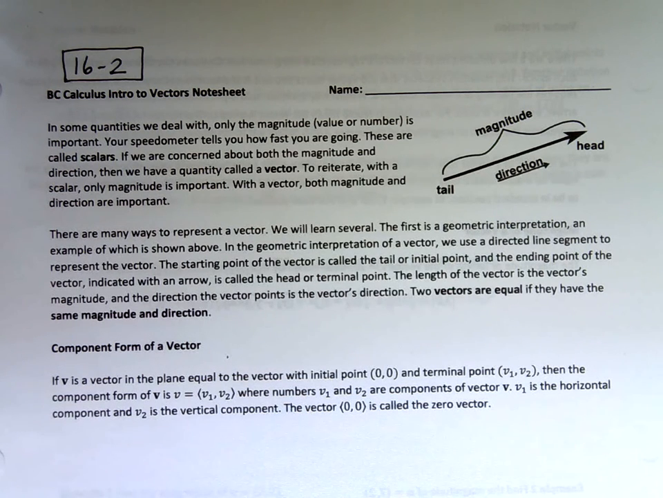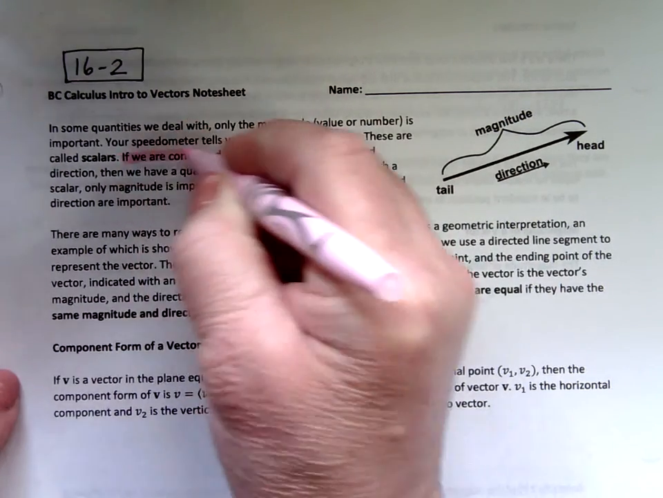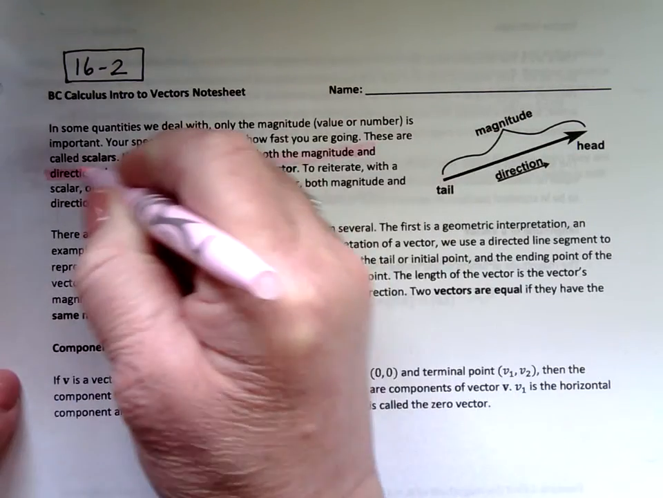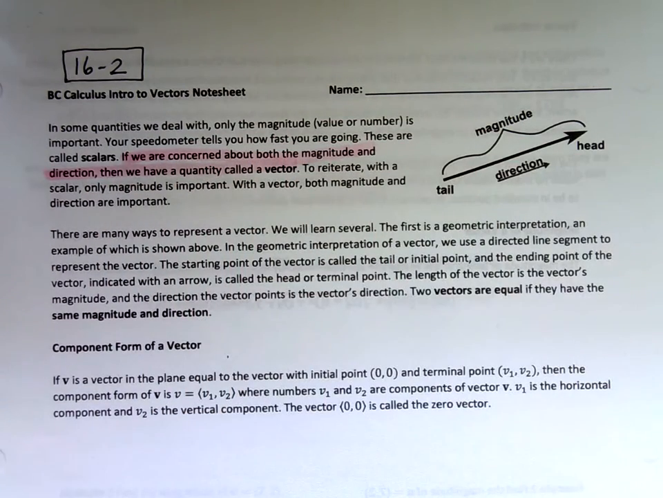Okay, so here's the deal with vectors. In some quantities we deal with, only the magnitude or value or number is important. Your speedometer tells you how fast you're going. These are called scalars. If we're concerned about both magnitude and direction, length and direction, then we have a quantity called a vector. This is an important sentence: both magnitude and direction, that is considered to be a vector, because you might have said, well, we're in a section talking about vectors. What's a vector? There you go. To reiterate, with a scalar, only magnitude is important. With a vector, both magnitude and direction are important.